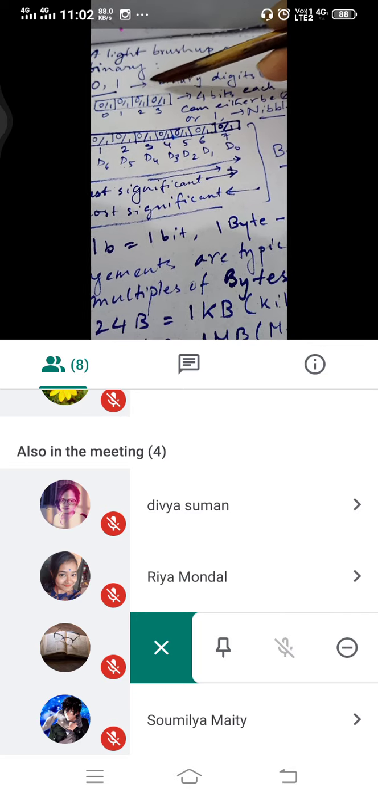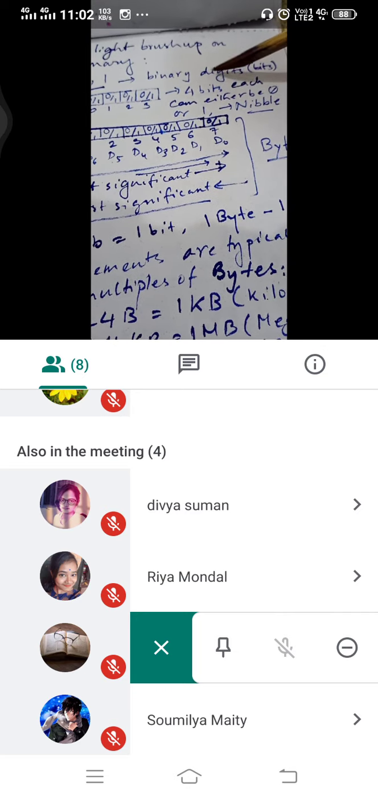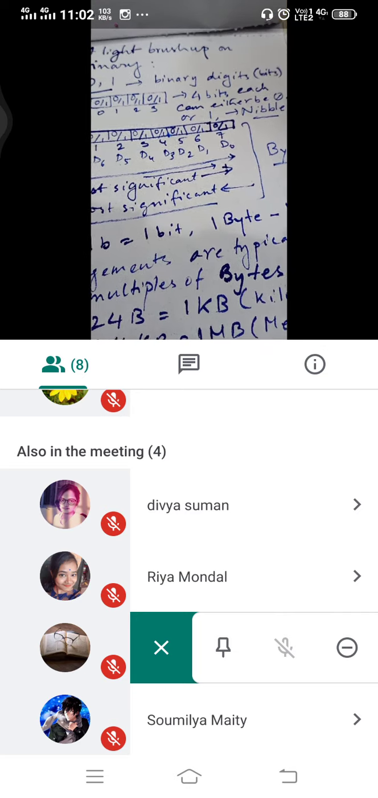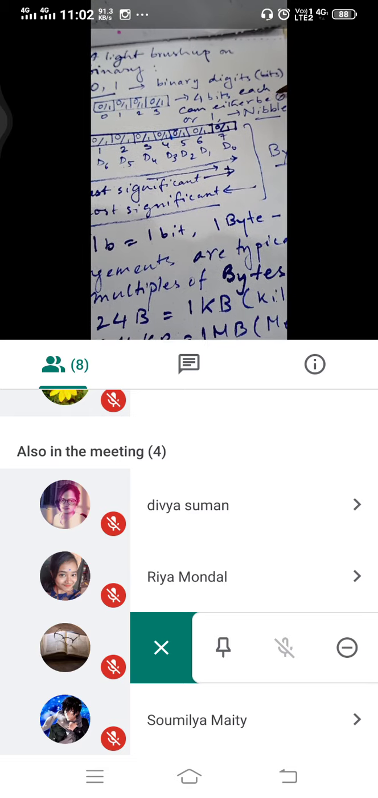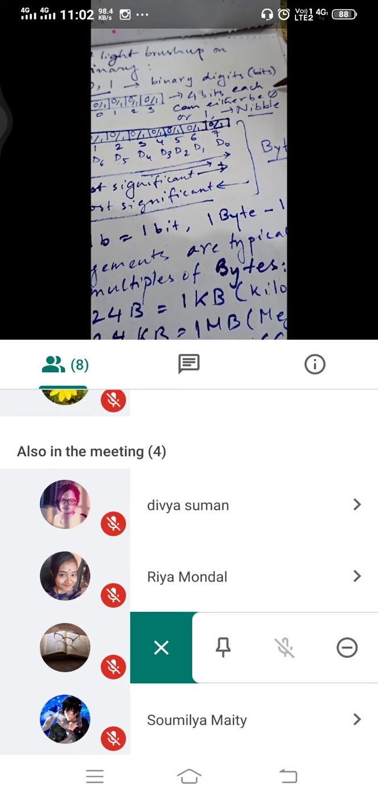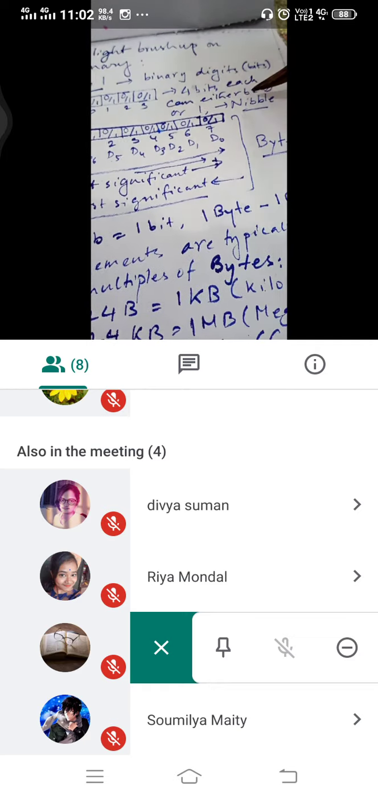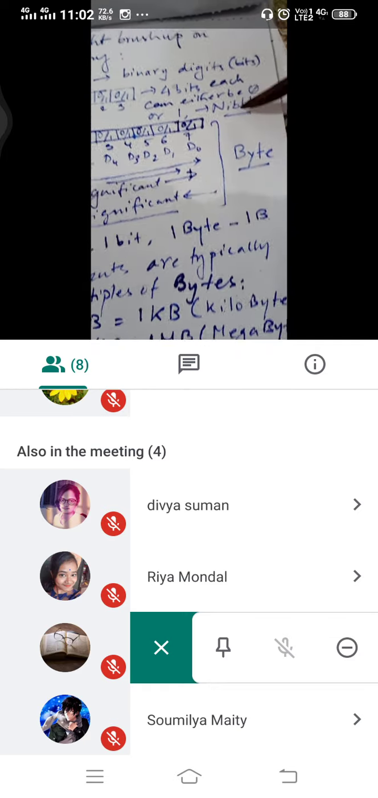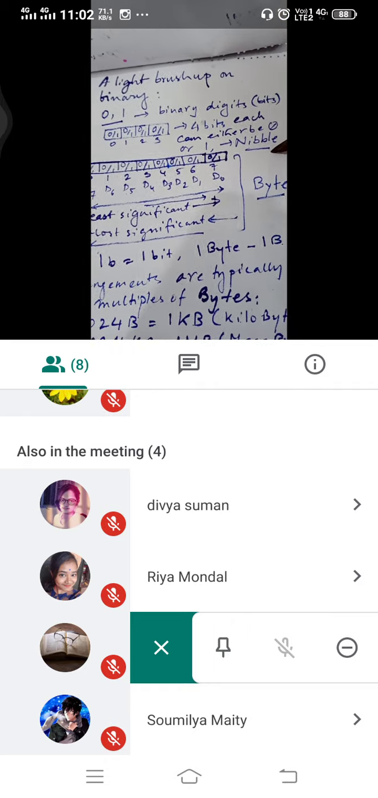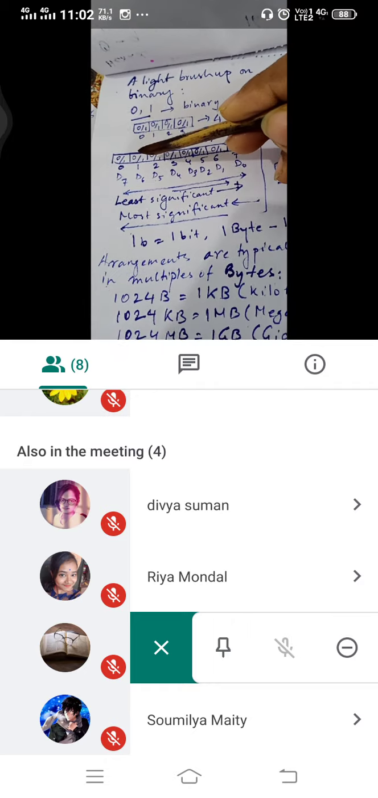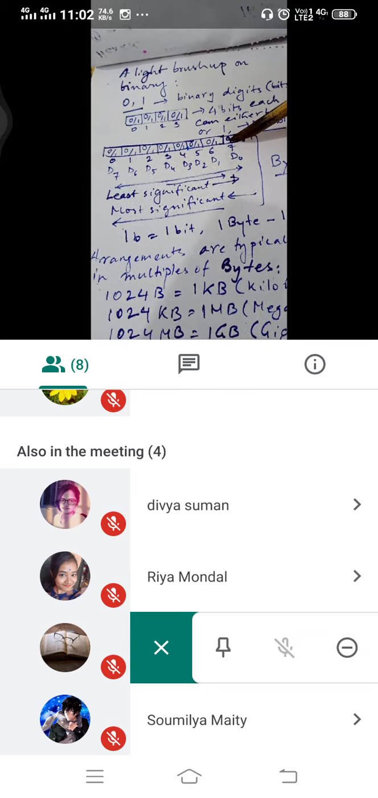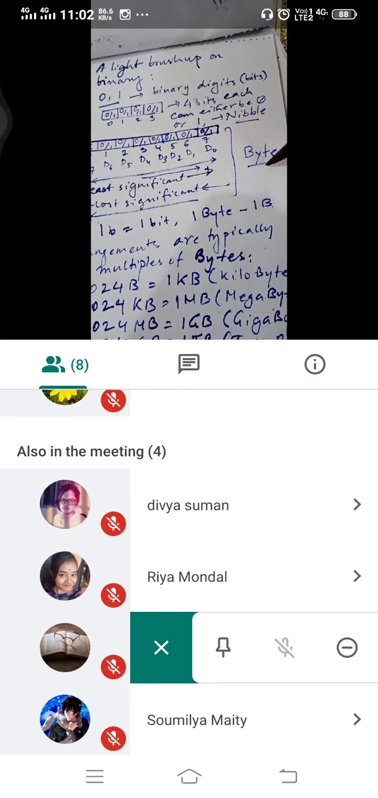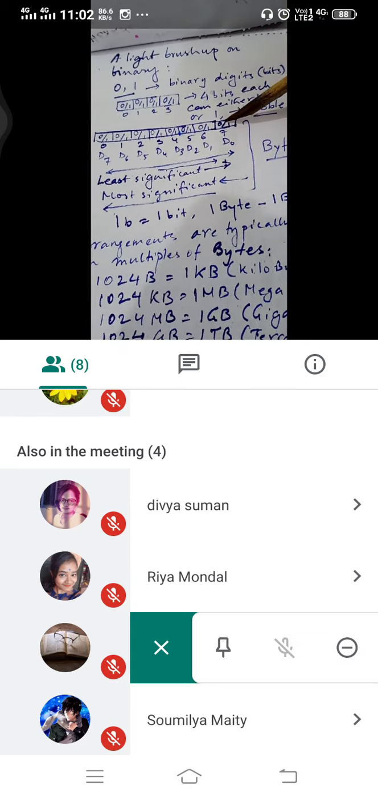So each of these digits is called a bit. Binary digits are called bits for short. The 4 bits can each be either 0 or 1. These 4 bits taken together are called a nibble. Two nibbles is called a byte, 8 bits.